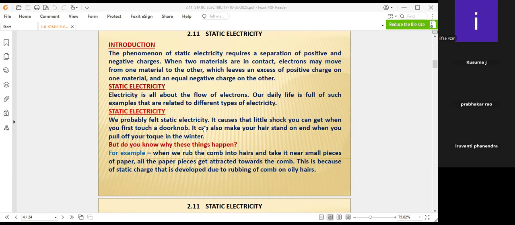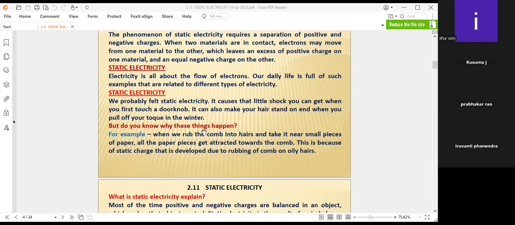After rubbing, if the charges are separated and you take that balloon close to paper pieces, the paper pieces are attracted towards the balloon, because in the balloon the charges are separated. Therefore, the paper pieces' electrons will be attracted to the positive charge of the balloon or the negative charge of the balloon, depending on the case. But do you know why these things happen? Why are the charges separated?